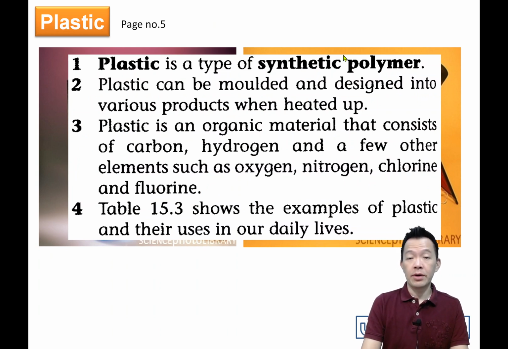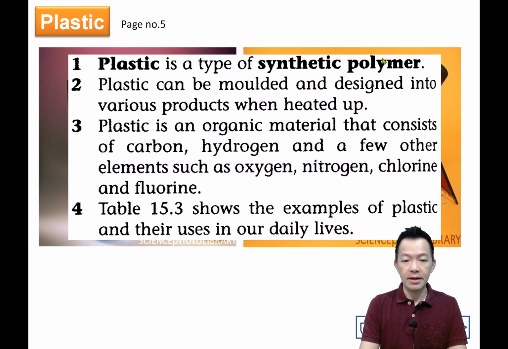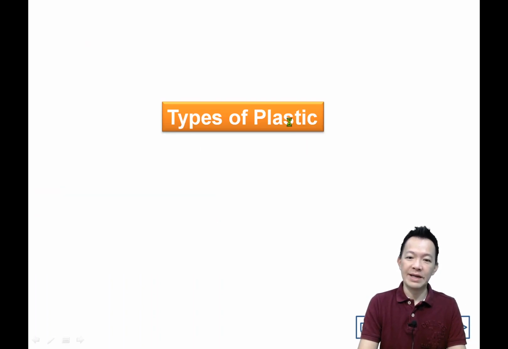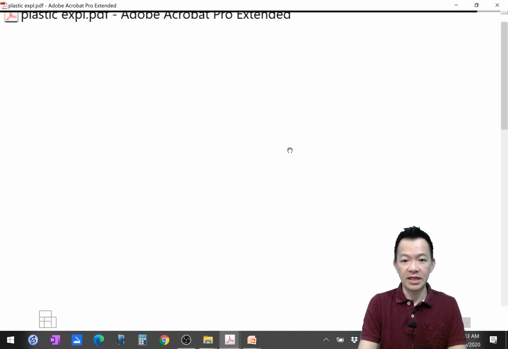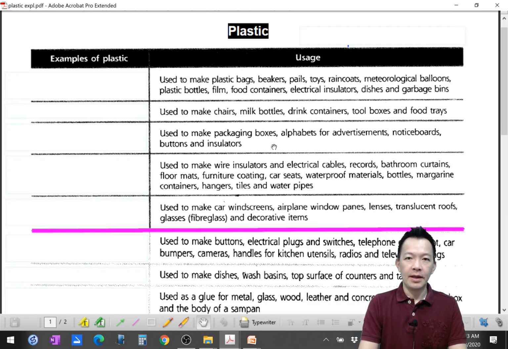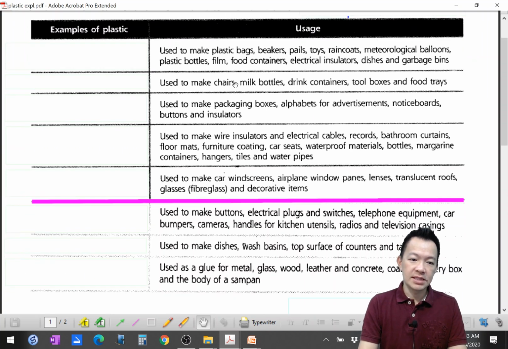So what's meant by plastic? Plastic is a type of synthetic polymer, 人造的 polymer. Plastic can be molded and designed into different products when heated up. You can make any shape you like, Spider-Man, Ultraman, mouse shape, 什么形状都可以. For examples of plastic, you have to remember more, 你必须背的比较多, because their name will be your answer. 它的名字就是你的答案来的.